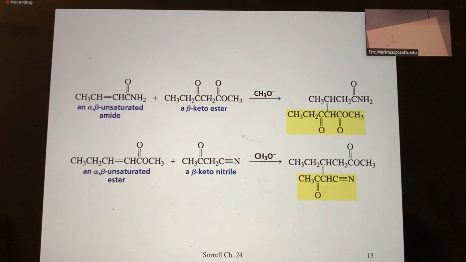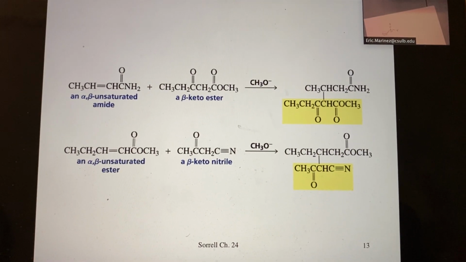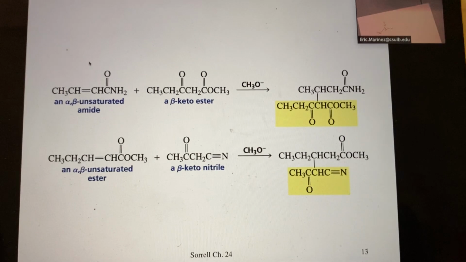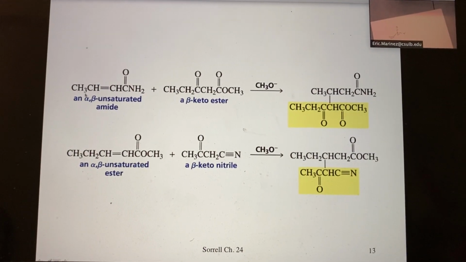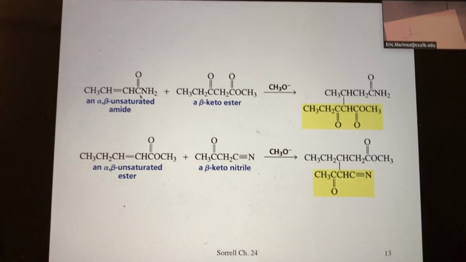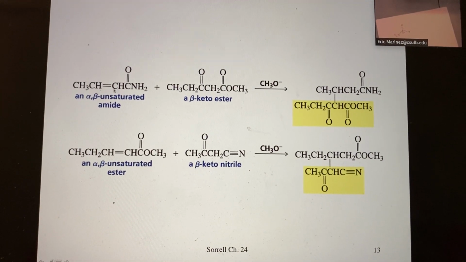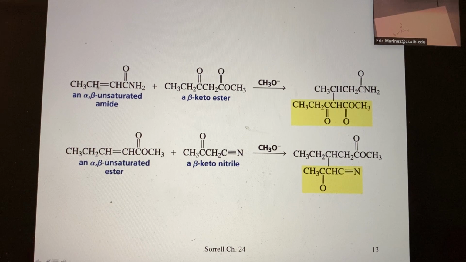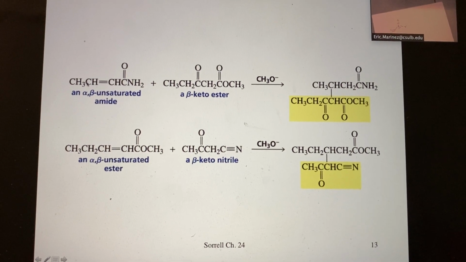Giving you just more examples of this so you can see this. Here is a Michael acceptor. That's an amide. So can amides do this? Yes, amides have a carbonyl here. So as long as the carbonyl is adjacent to an alpha beta unsaturated system, in this case a double bond, it can be a Michael acceptor.